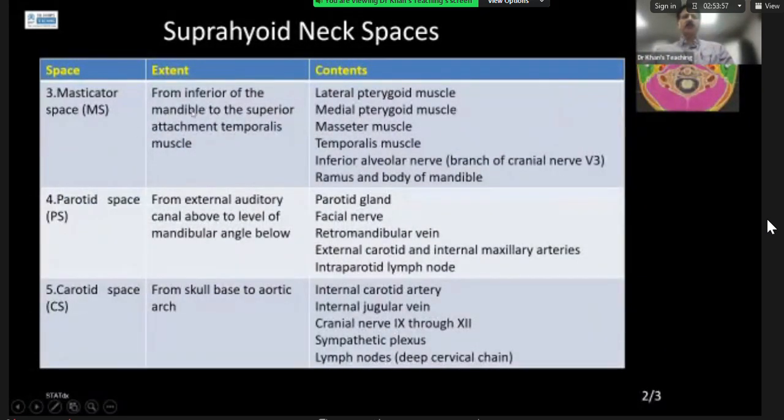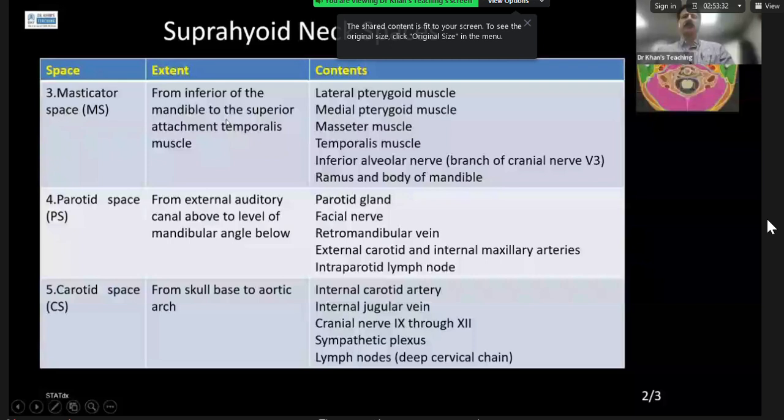Masticator space, from inferior of the mandible to the superior attachment of temporalis muscle. Now, this is important because it goes all the way. The old terminology was infratemporal fossa, temporal fossa. Indirectly, it goes and touches the skull. And this concept is key concept for your exam. Many of the spaces, they start in the neck, they go and they touch the skull base.